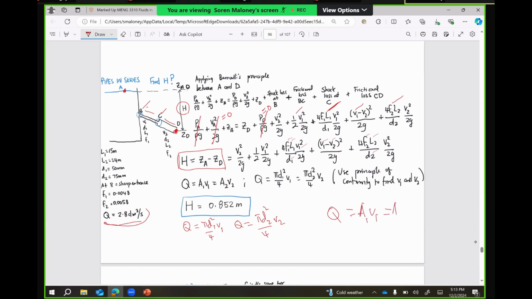It's also going to be equal to A2 V2. And you have the diameters of those sections, so you can find the velocities V1 and V2, that you can then plug into this equation, right? Because you have everything else. You have L, we've given you L1, we've given you L2, you have D1, D2, you have F1 and F2. And once you find the velocities, then you don't have any other unknowns. You can plug that all in and you can find your ZA minus ZD.